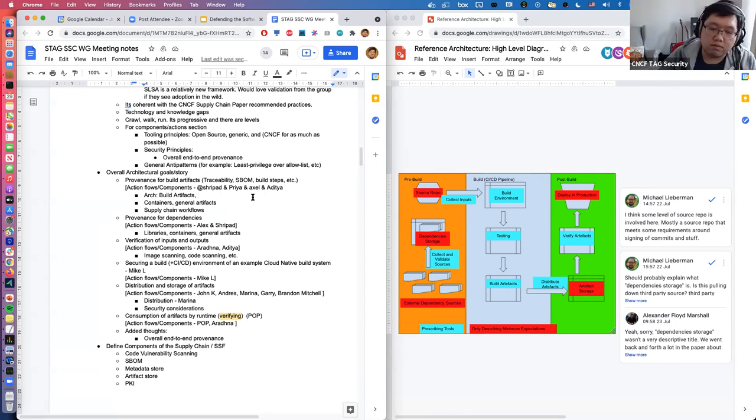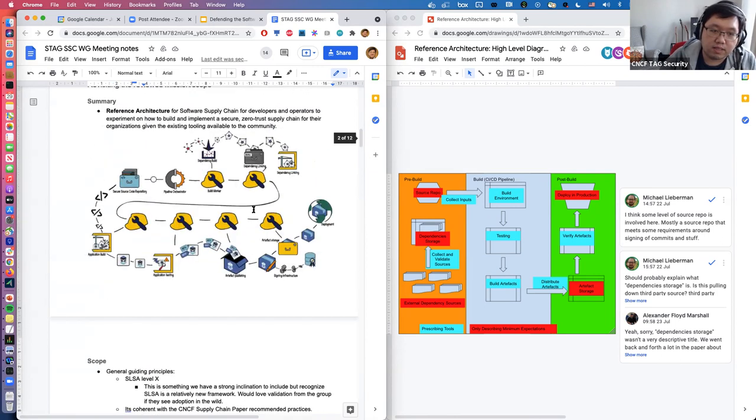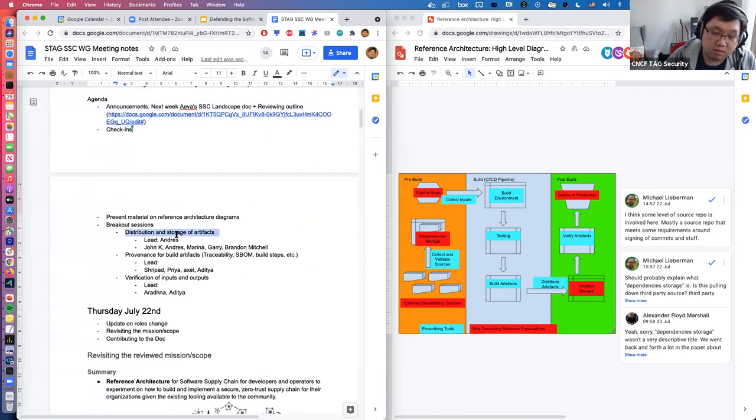Yeah. So why don't we do this now? I think we have three big sections with groups of people. We have provenance of build artifacts. I split this up earlier: provenance distribution of storage artifacts, provenance for build artifacts, verification of inputs and outputs. There are overlaps with people on the various topics. That's why I chose these three topics, so that there's enough representation.